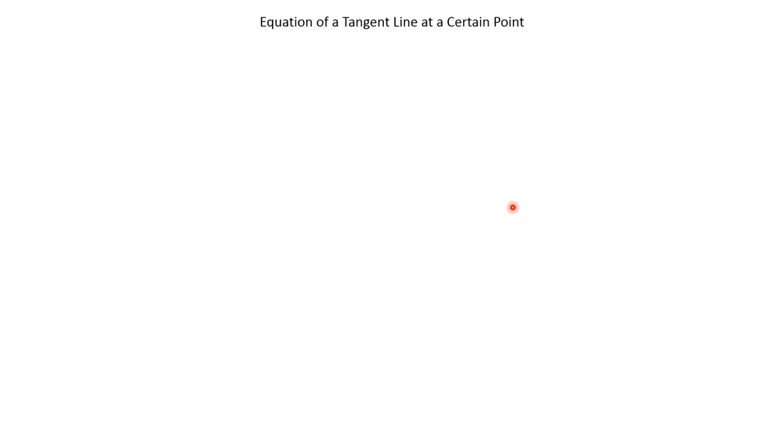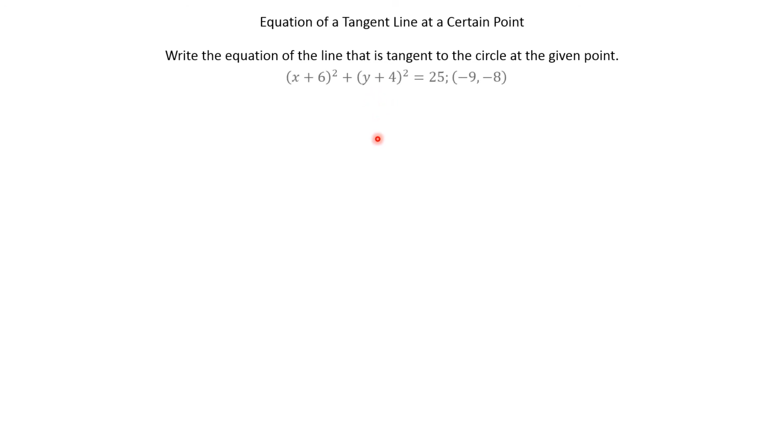But we can find lines tangent to a circle at a certain point. The questions here will look something like, write the equation of the line that is tangent to the circle at the given point, and then it'll give you the equation of a circle and a point. And so what's going on here? If we graph this circle, notice the center is at -6, -4, and the radius is 5.